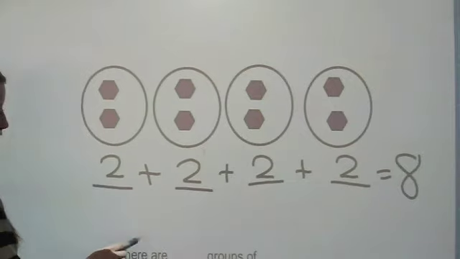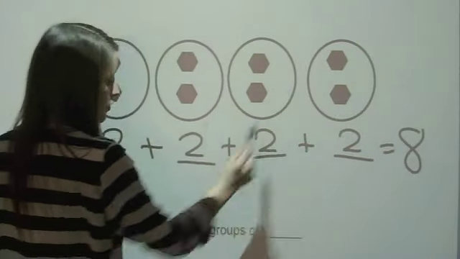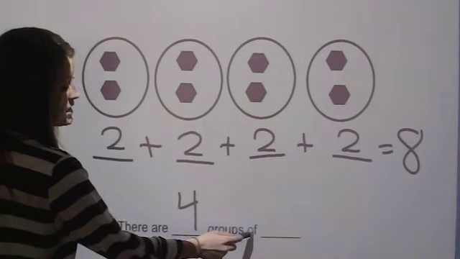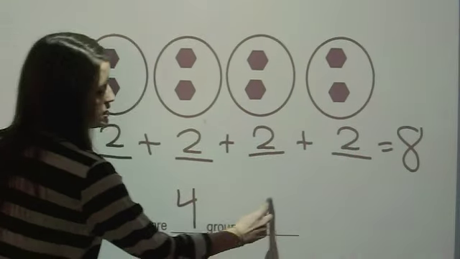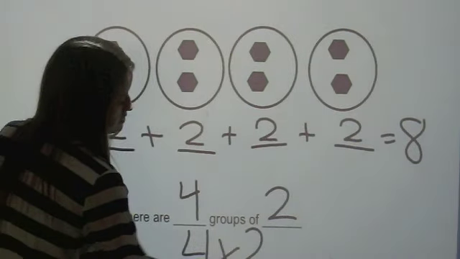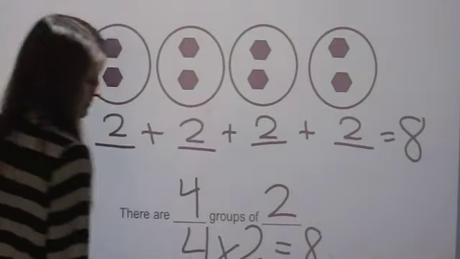And we would read this as there are 1, 2, 3, 4 groups. Always put your groups first. 4 groups of, how many are in each? 2. 4 times 2 equals 8.